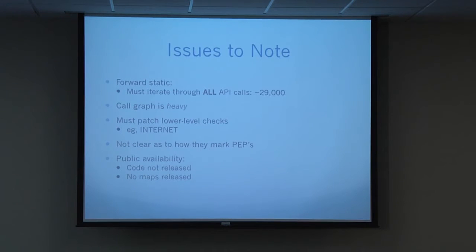The main issues to note is that they must iterate through all the API calls like the dynamic approach did. The call graph is extremely heavy. And they do not get to the lower level group checks. And it's not clear as to how they mark PEPs in their tree. There's no code available, and they don't release any maps for analysis.